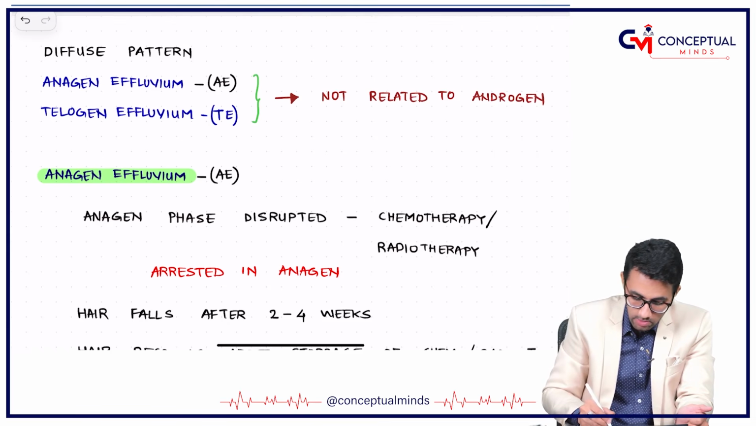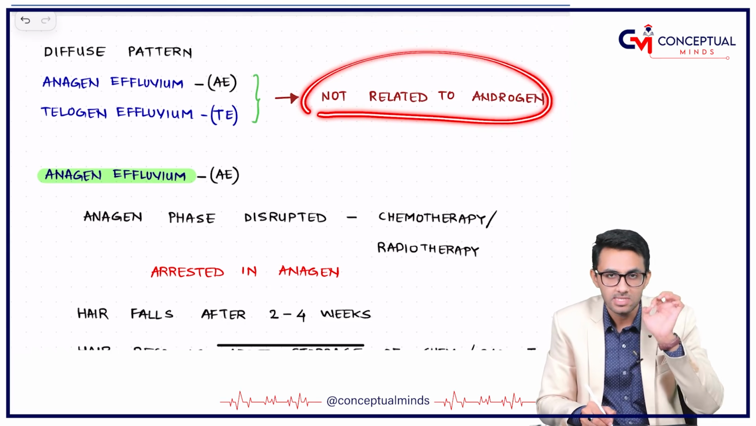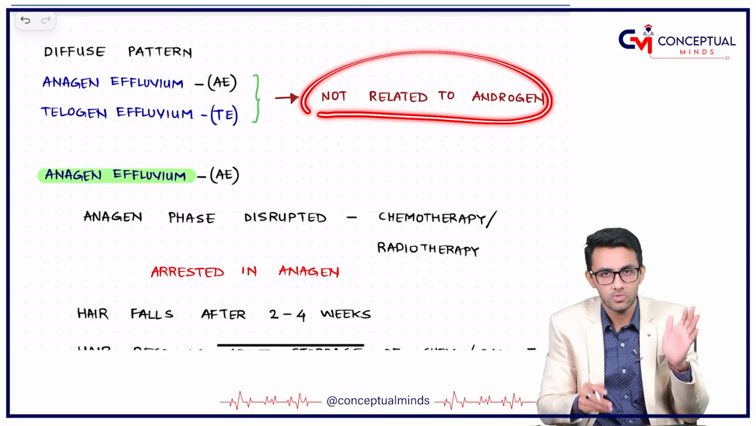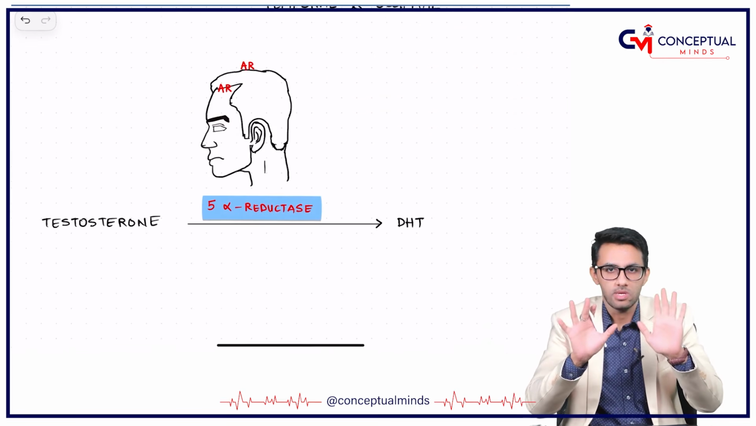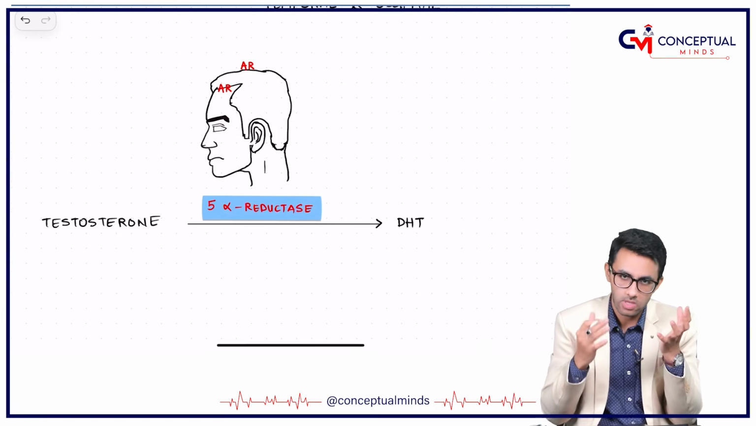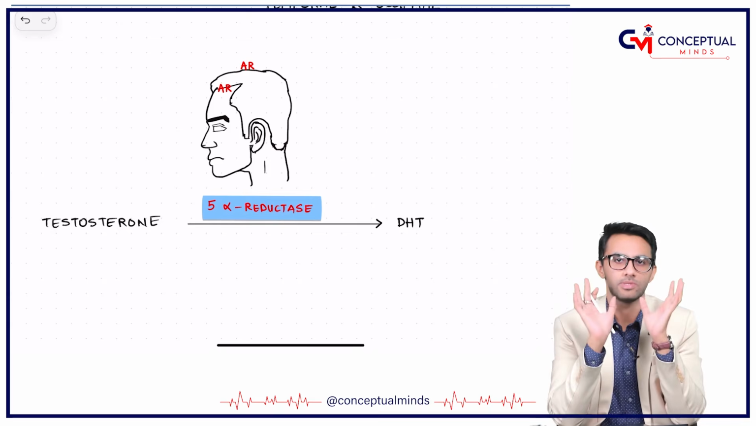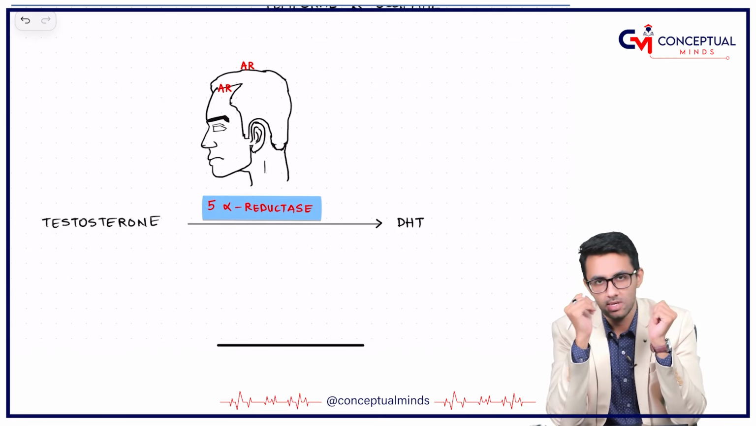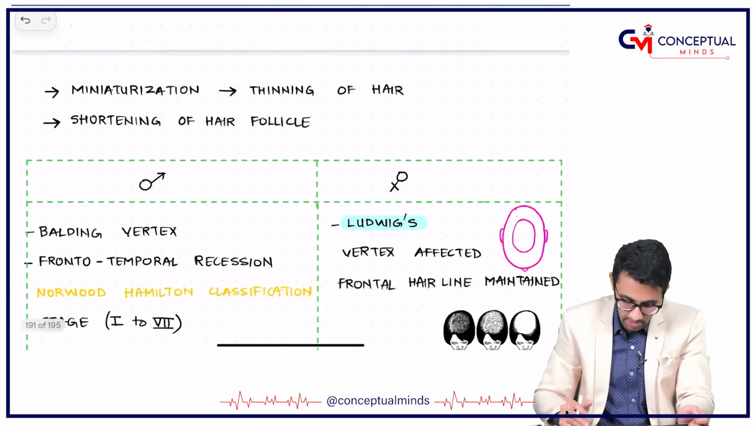But the point to be noted is that these are not androgenic states. It is not because of androgen. The DHT and the whole story is not the story here. The story is something else, which we will be reading. Are you clear about this? It is not related to androgens, not related to the androgen receptor, no testosterone, none of that.